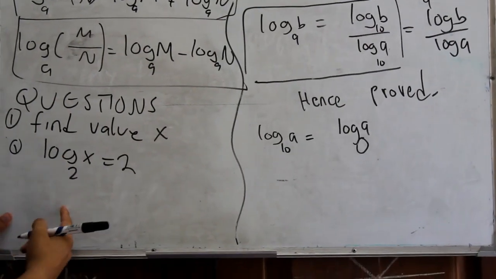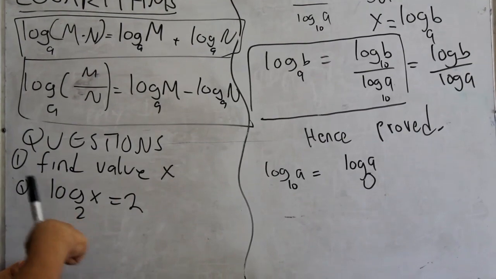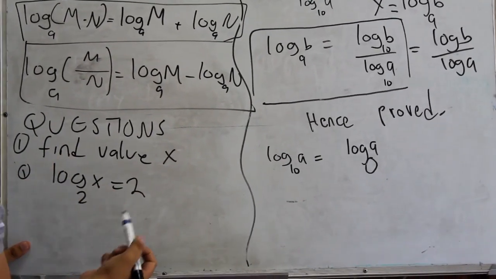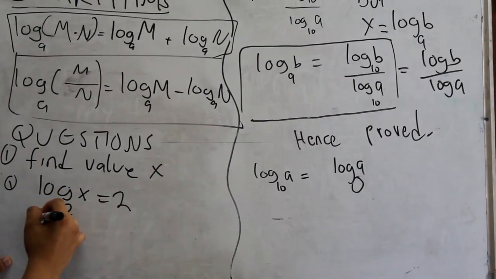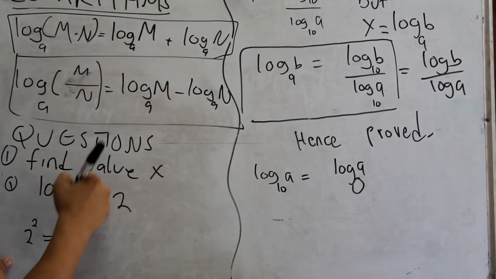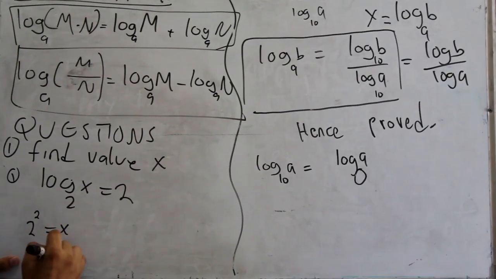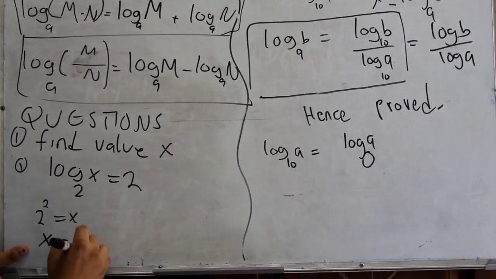So the first step you have to do is change it into exponential form. Remember, this is in a logarithm form, so you change it into an exponential form. These two should come here as the power. 2 power 2, you're going to get the value of x here. So you can say that x is equal to 2 power 2, which is the same as 2 times 2, which is 4.